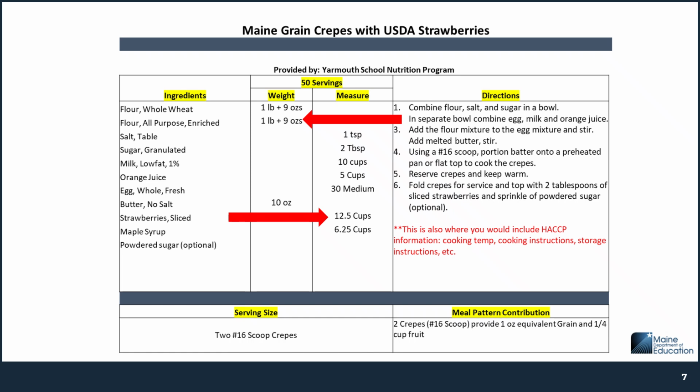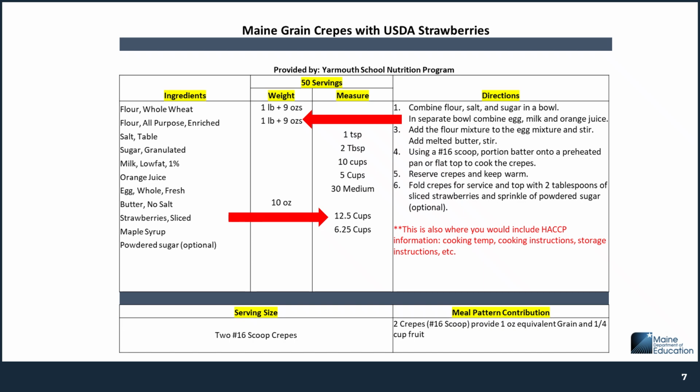This is important because things like grains, such as flour, are credited by weight. And then you have items like strawberries, or any other fruits and vegetables that are credited by volume. And this recipe offers you the opportunity to list the ingredients in both ways. You then have your directions, and this is also where if you were cooking something that needed to be cooked to a certain internal temperature, you would provide that information as well.